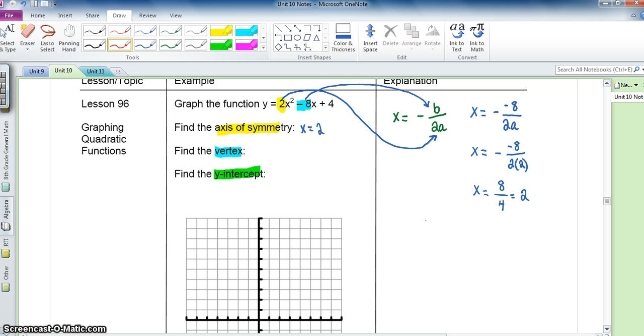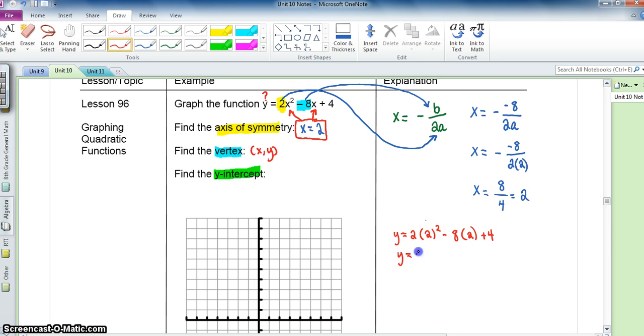Now to find the vertex, you always take whatever that x value is, put it back into our equation for x, and solve for y. The vertex is a coordinate point. It's always going to be an x, comma y. And since we have an x here, it's 2, I need to figure out what that y is. So I'm going to substitute that 2 back into this equation. y should equal 2 times 2 squared minus 8 times 2 plus 4.